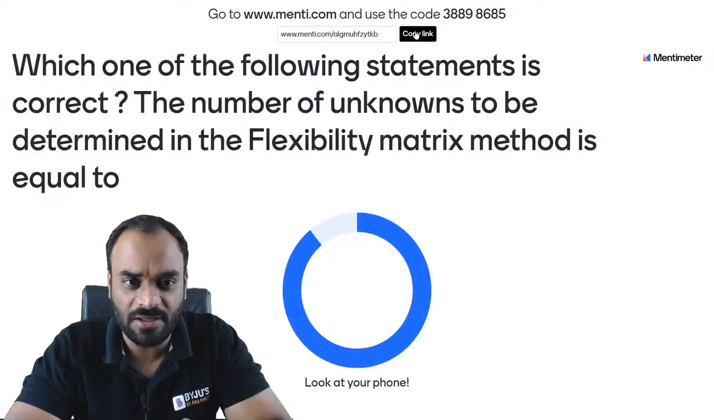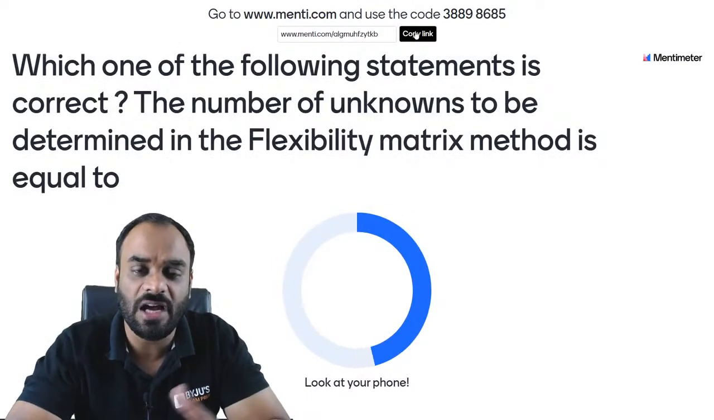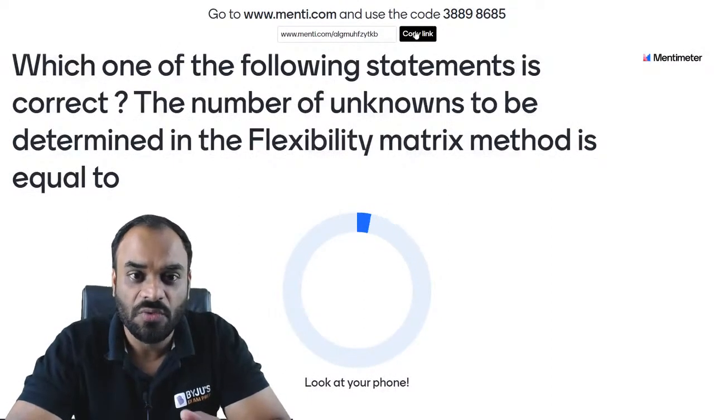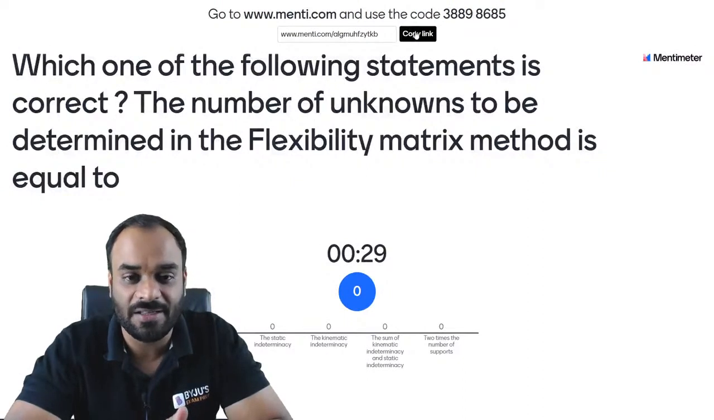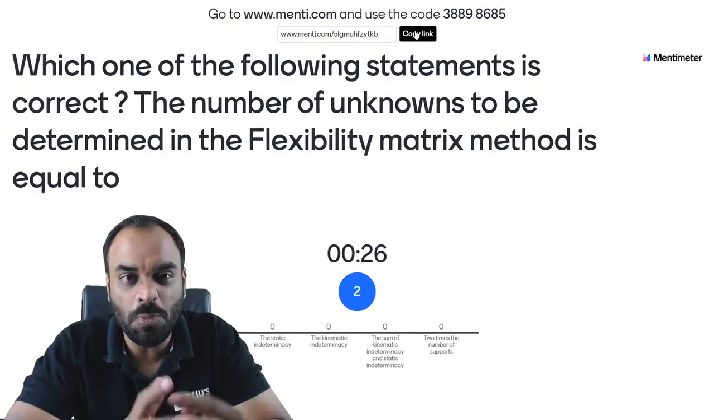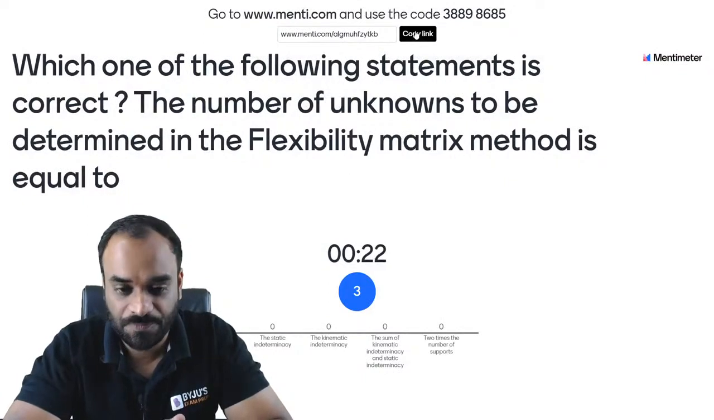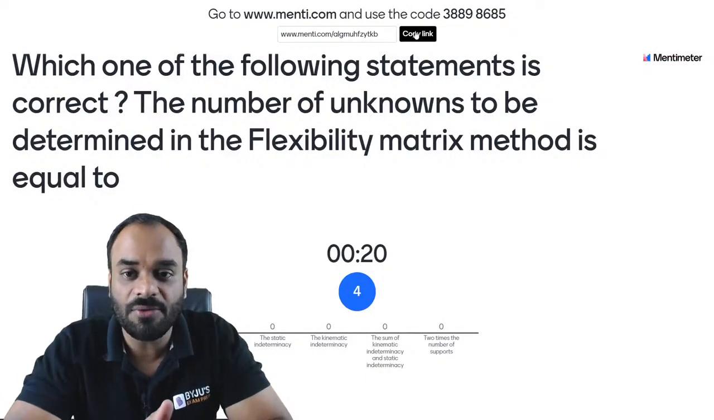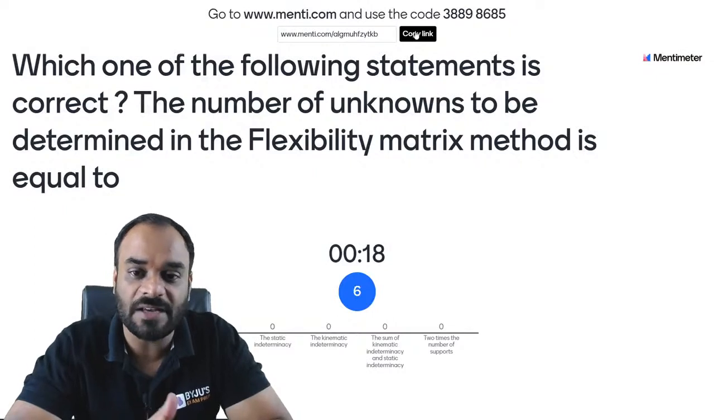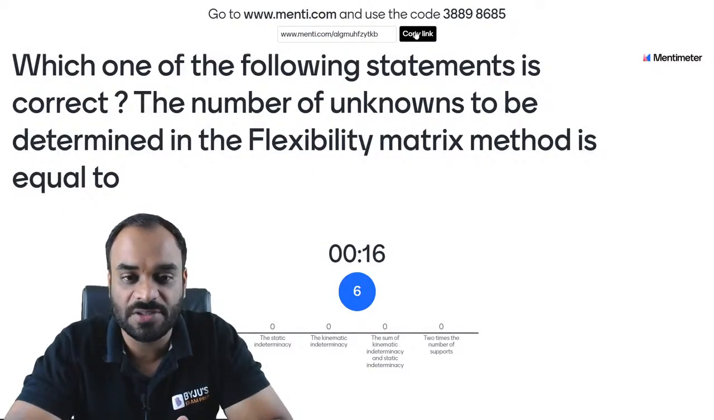After this, I think after the 10th question, we will have the question of RCC also, right? Which one of the following statements is correct? The number of unknowns to be determined in the flexibility matrix method is equal to how much?